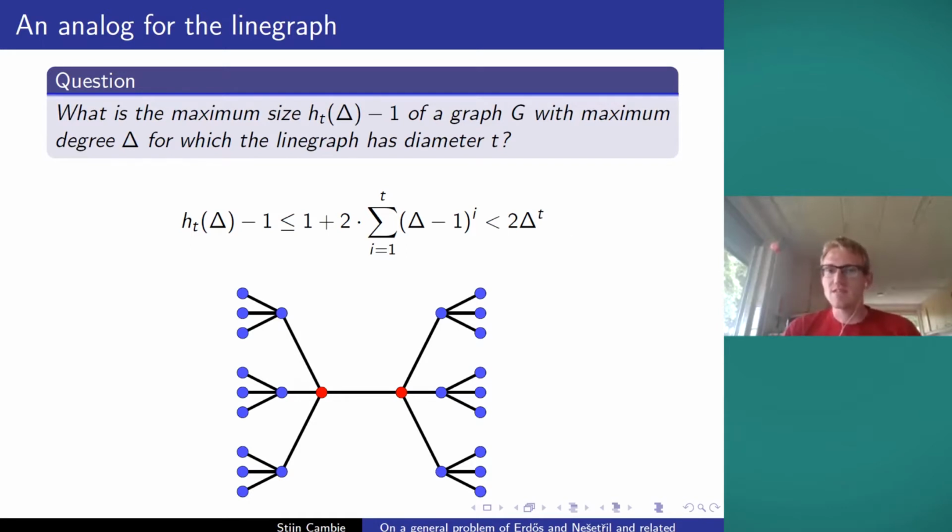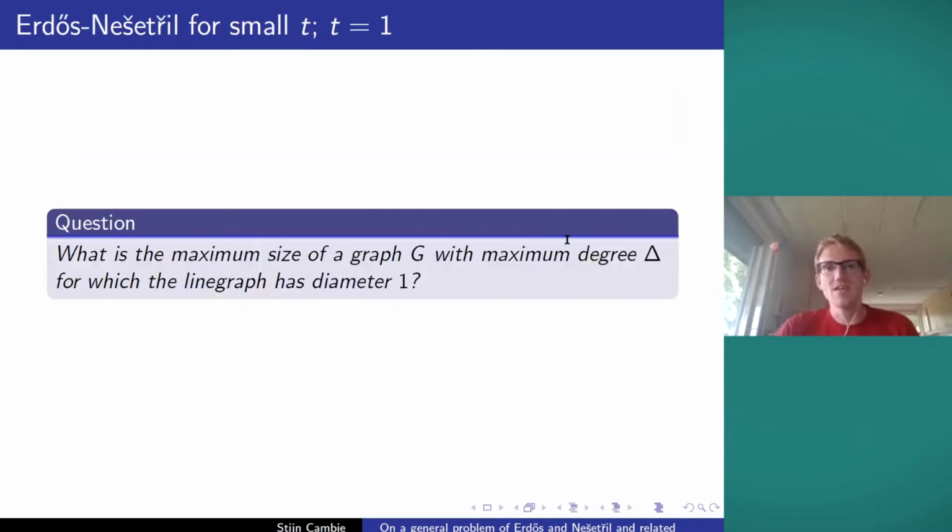But in this case, the bound can even be attained, so there are no analogs of the Moore graph. And it's smaller than 2 times delta to the t in most cases, because there is one trivial case in which it is attained. But I want to ask you to solve this. So let's look at the easiest case of Erdős-Nešetřil, t equals 1. In that case, we are asking the same question with a maximum degree delta, and the line graph has diameter 1. What's the maximum number of edges such a graph can have?